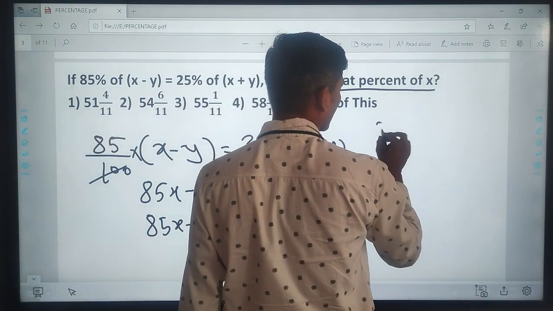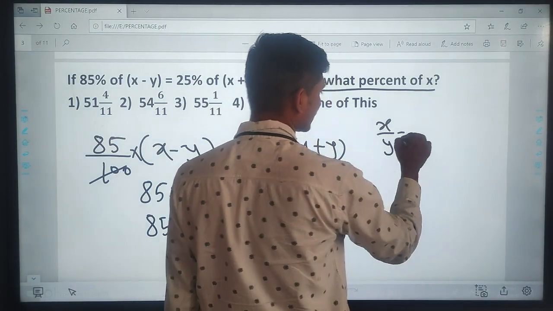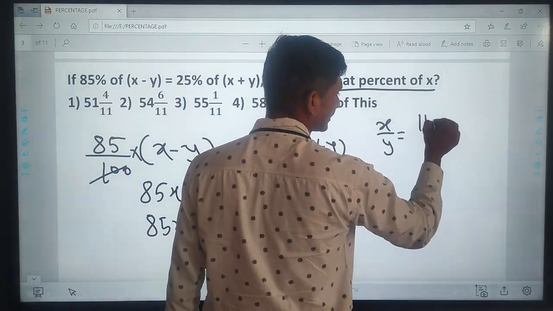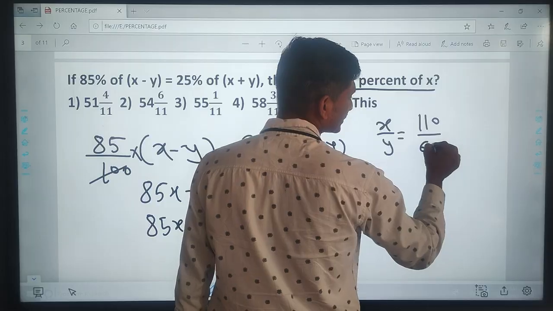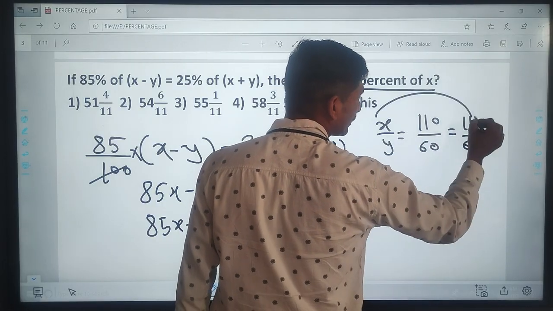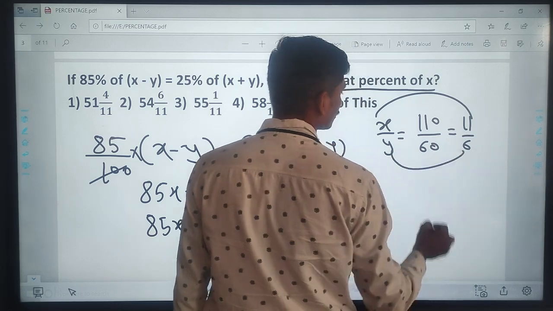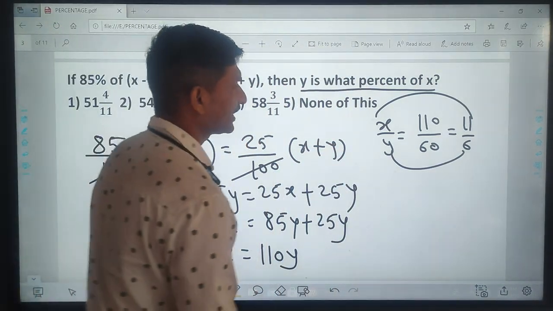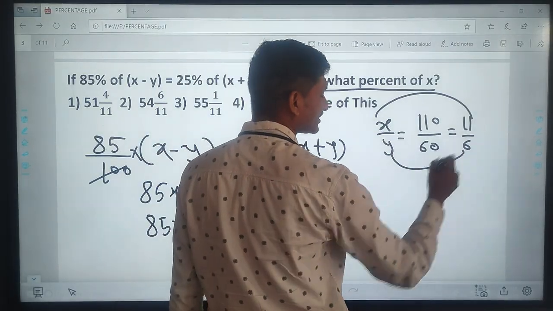Then x upon y is 110 divided by 60, that is 11 divided by 6. Here directly we take x is 11, y is 6.